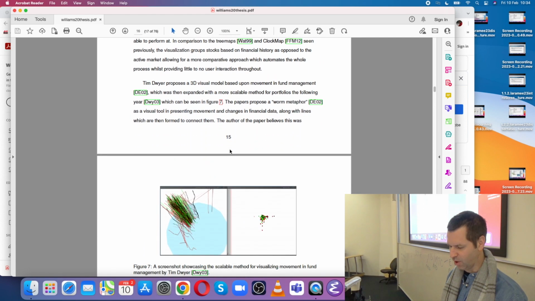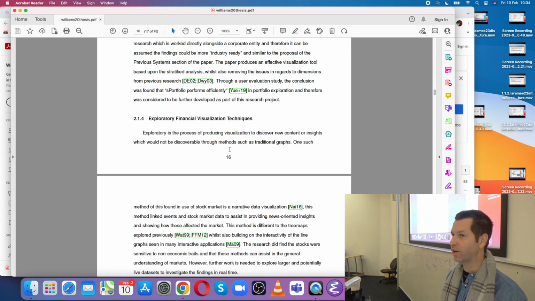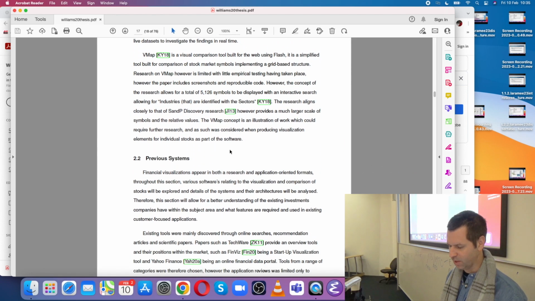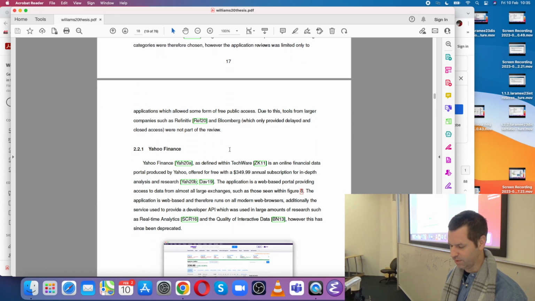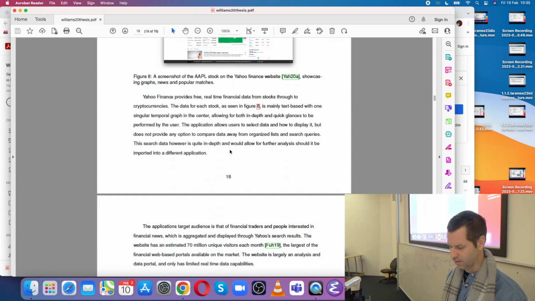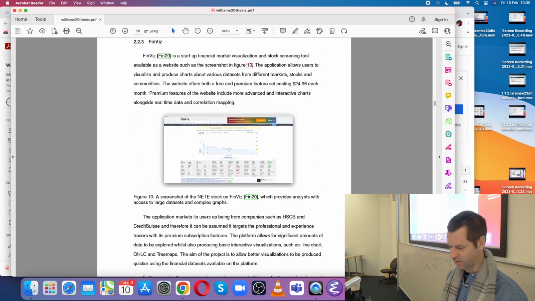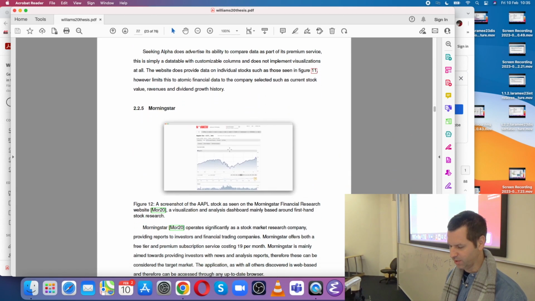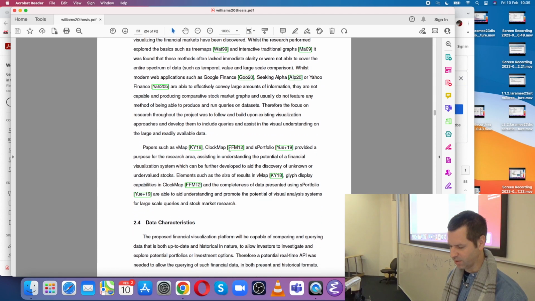It's pretty obvious that this student did their homework, right? They really did their homework, right? That's pretty obvious. Lots of good citations there. Previous systems are there, right? Yahoo Finance, Google Finance, FinViz, Seeking Alpha, right? Really good research here on the previous systems.